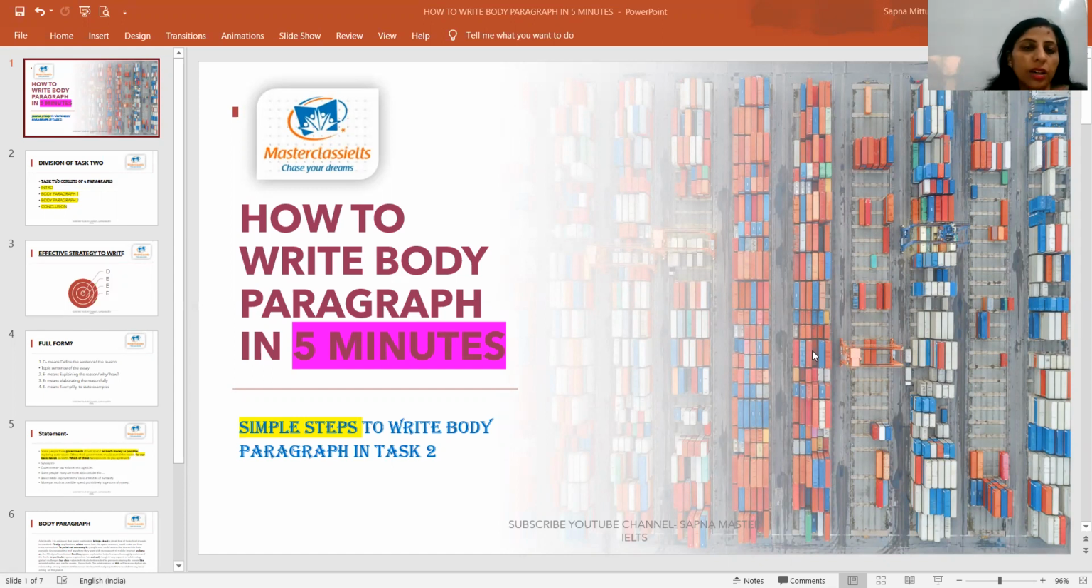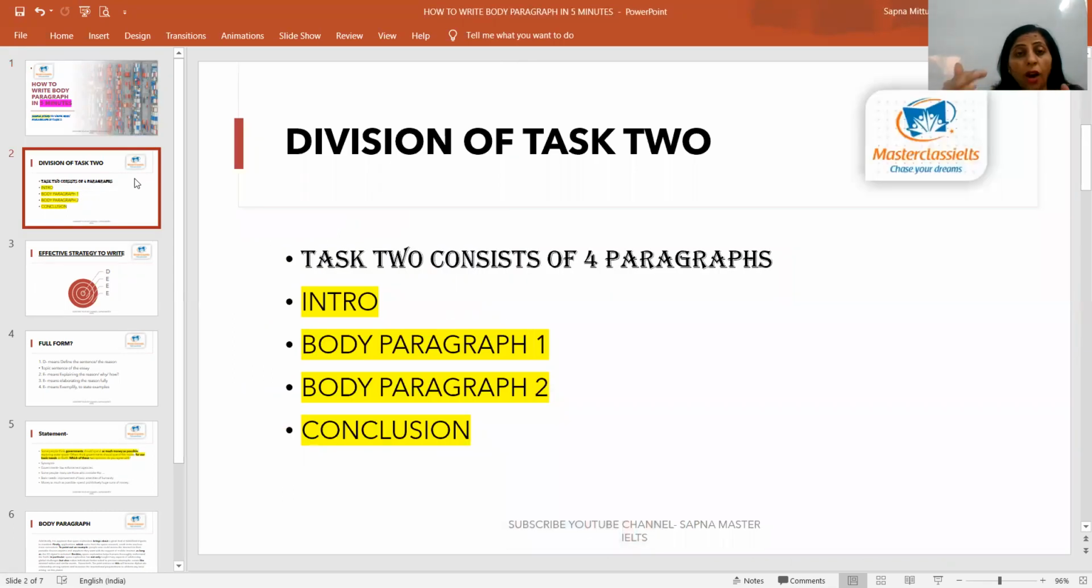I'll be telling you the basic steps which are required for writing the body paragraph. So let's get started. We are not wasting so much time. The first thing we are going to talk about is how task 2 is divided, means how many paragraphs. Everybody knows that there are 4 paragraphs: the first is the intro part, the second is body paragraph 1, then body paragraph 2, and the conclusion.